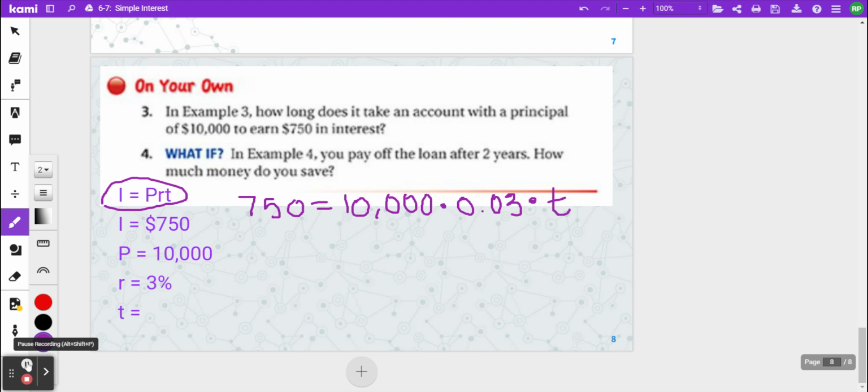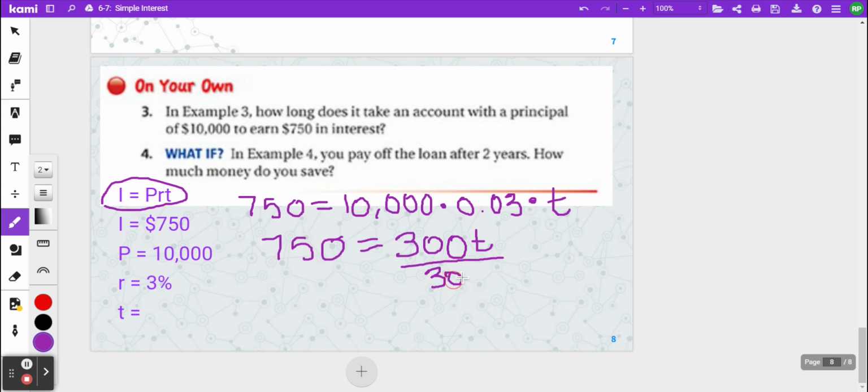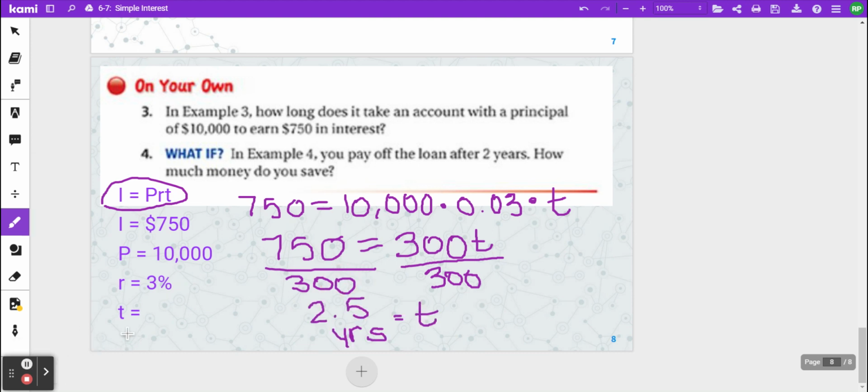Just like the previous examples, we want to first simplify 10,000 times 0.03 before we start to isolate the variable. So 750 is equal to 300 times t. Now to isolate t or get t alone, we would divide both sides by 300. So 750 divided by 300 will tell us the amount of time. And that works out to be 2.5 years.